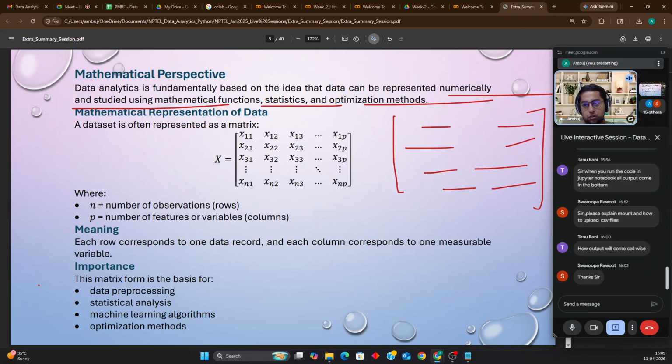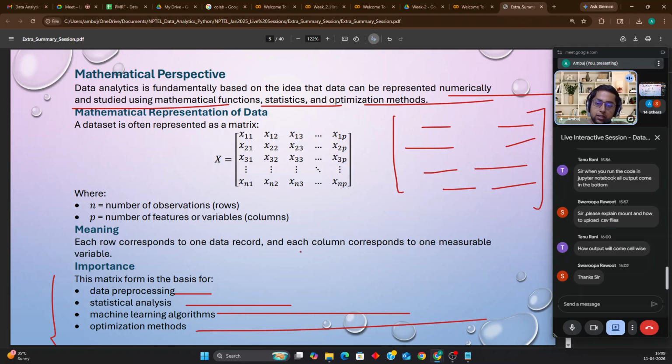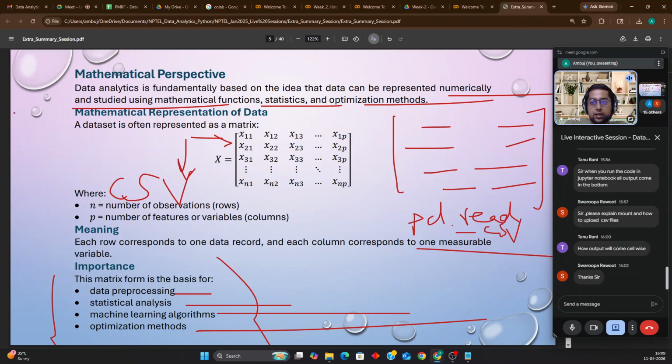Each column corresponds to one measurable variable. Matrix is important for data pre-processing, for statistical analysis, for machine learning algorithms, for optimization methods, and for everything. You have to represent the data in the form of a matrix, which is in itself the CSV file. The pd.read_csv function which we have just used converts the entire CSV file into a matrix so that the particular data can be analyzed.